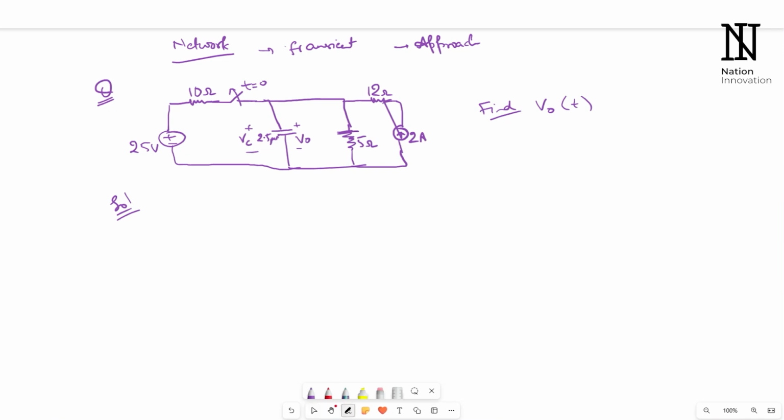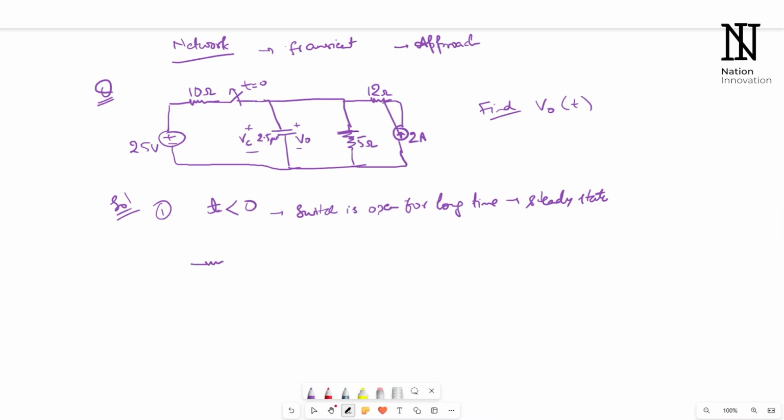Since this is a transient problem, the first step is to look at the circuit when the switch is triggered. In this case, for t less than 0, the switch is opened, right? That means the switch is opened for a long time, so the circuit is in steady state. Let me draw the circuit for you for t less than 0.